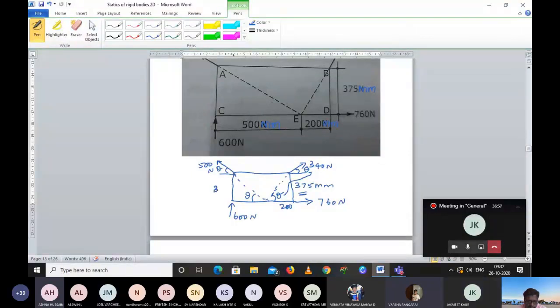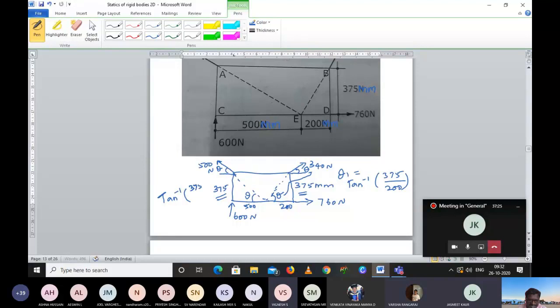Okay, fine then. And some of them will ask what is the distance here. Same thing, 375. This one is 500. So this will be tan inverse of 375 by 200. Very good, 61.92. Okay, you got it. Others, please.